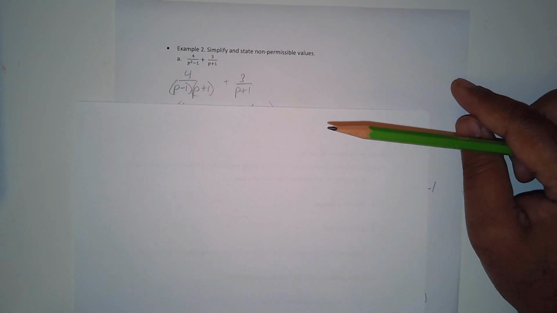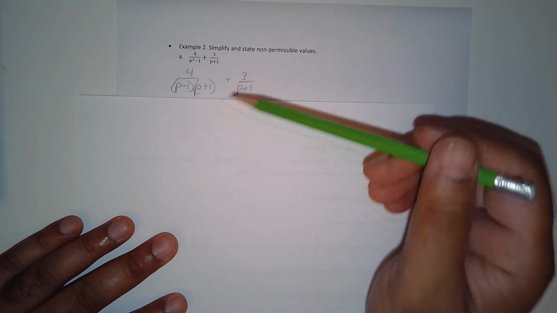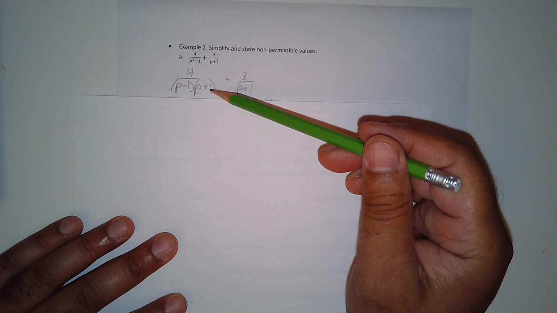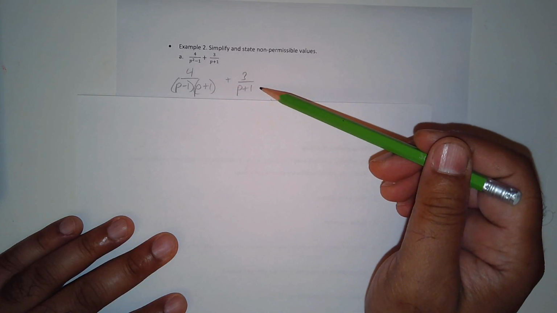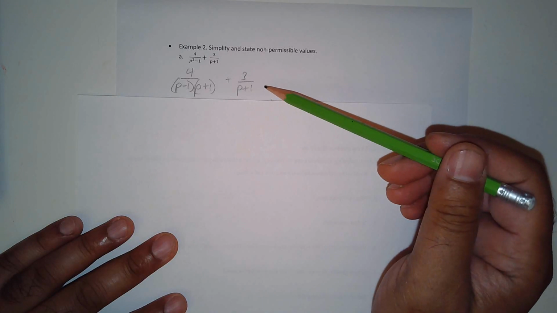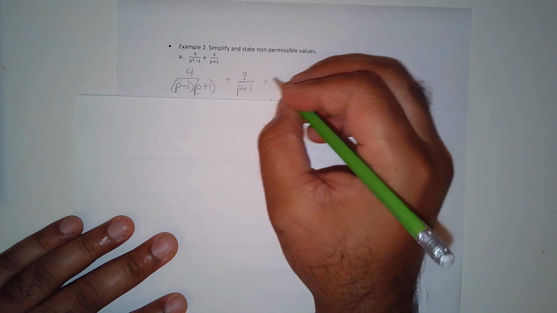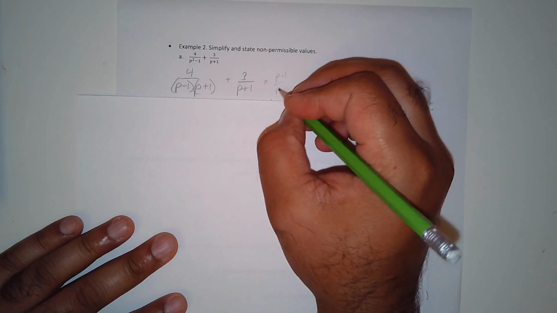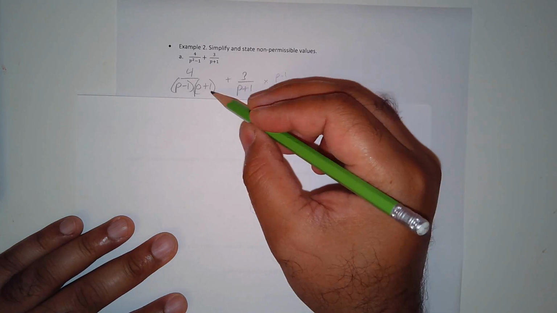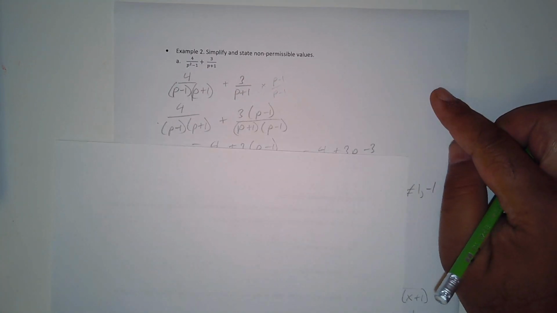So I'll factor that. So now I've got 4 over p minus 1, p plus 1, plus 3 over p plus 1. So both of these contain the p plus 1. This one is lacking the p minus 1. Okay, so now what I'm going to do is I'm going to multiply this one by p minus 1 over p minus 1. Okay, so it becomes the same as that one there.